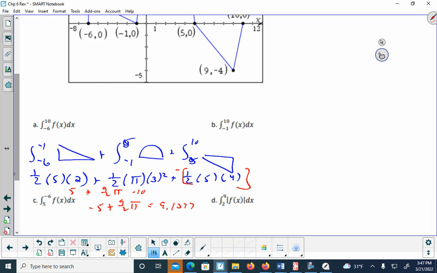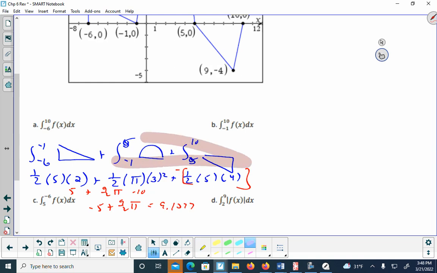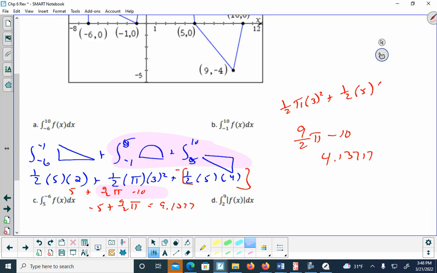Okay, number 10 from negative 1 to 10. So if I'm going from negative 1 to 10, do we agree that I'm just doing these two right here? We agree? I hope we agree. So I'm just doing this part right here. So that'll end up being 9 halves pi minus 10, which is decimal 4.1377. If you want, you can still do the 1 half pi r squared plus 1 half base times the height. You have to remember that this should be going downwards, so that's just a minus sign.